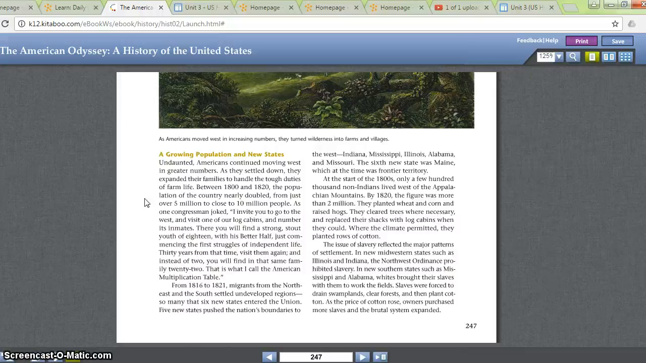They planted wheat and corn and raised hogs. They cleared trees where necessary and replaced their shacks with log cabins when they could. Where the climate permitted, they planted rows of cotton.